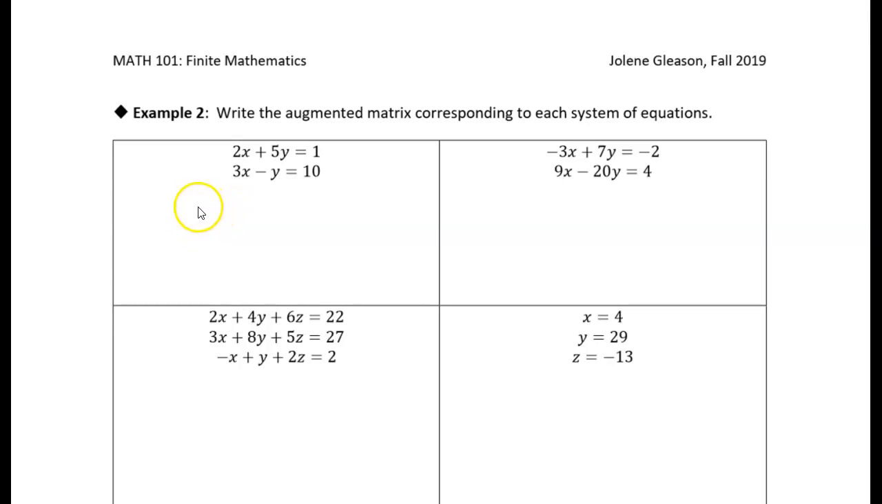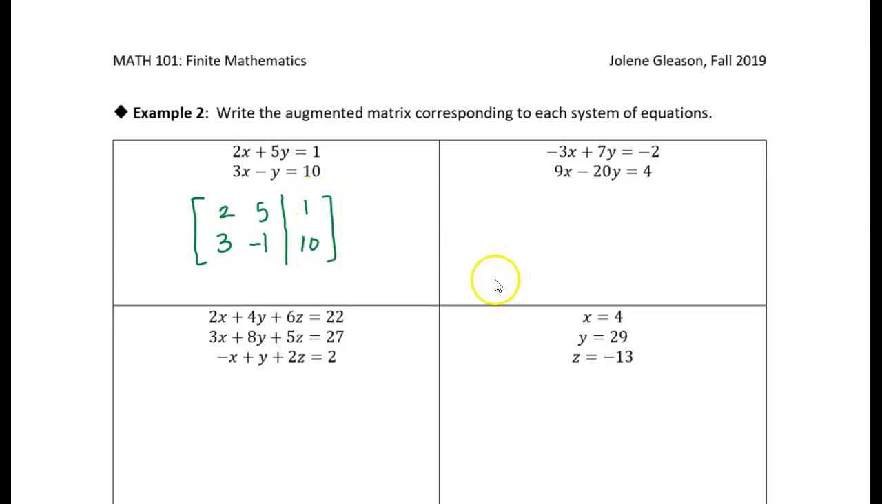All right. So just remember that all we're doing is taking the coefficients from the x and y terms, and that becomes the left-hand side of our matrix. So we have 2, 5, 3. Now this is a minus y, but it's the same thing as minus 1 times y. So the coefficient is a negative 1. And then the right-hand side is just the stuff that's on the right-hand side of the equal sign. So 1 and 10. And that's the augmented matrix corresponding to that system of equations.